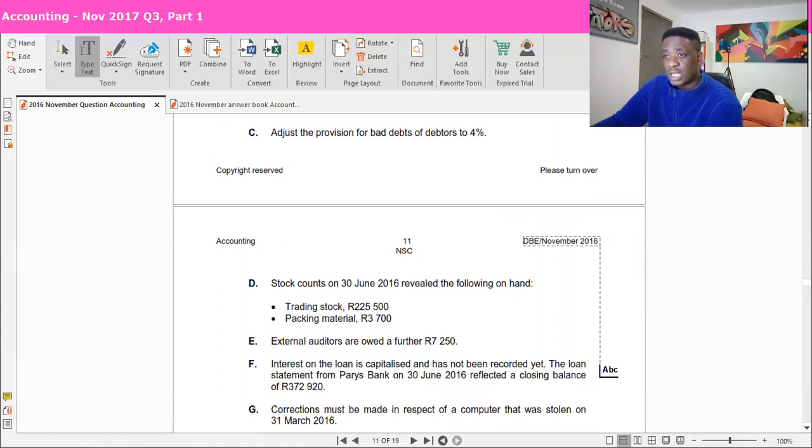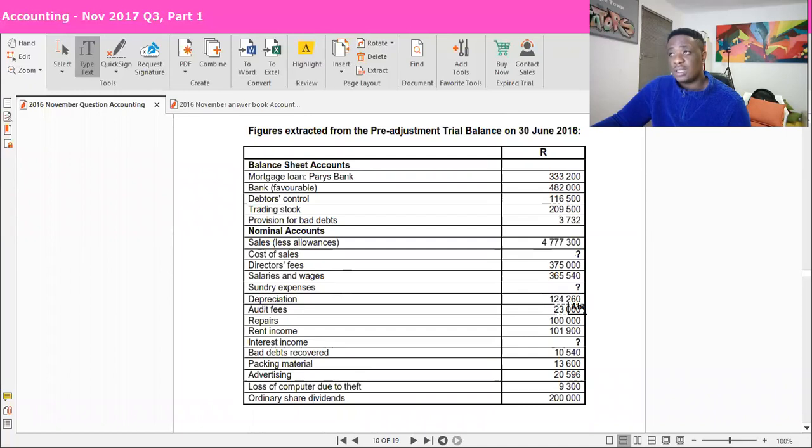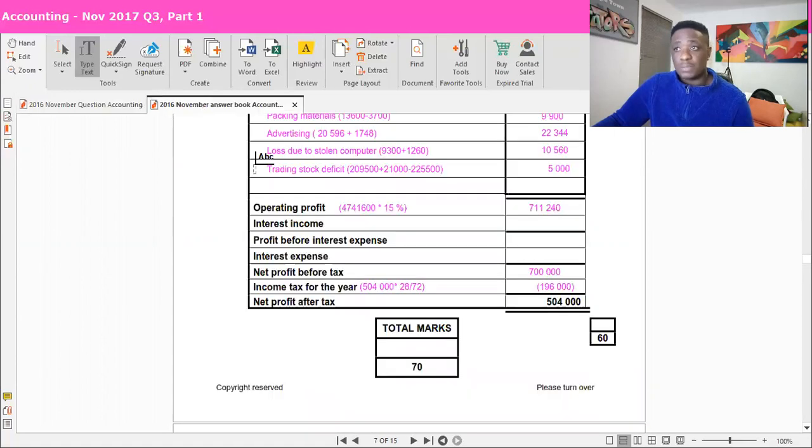They say the loan statement from Paris Bank on 30 June reflected a closing balance of 372,920. So we are unaware of any payments, or we're going to assume that there were no capital repayments this year. The only thing that causes the difference between the opening and the closing amount is only the interest. And therefore, we would have to take that balance of 372,920 and subtract the 332,200, and then we'll get the interest expense. Because there's absence of information here, guys. You're using what you're given to work out the best possible solution.